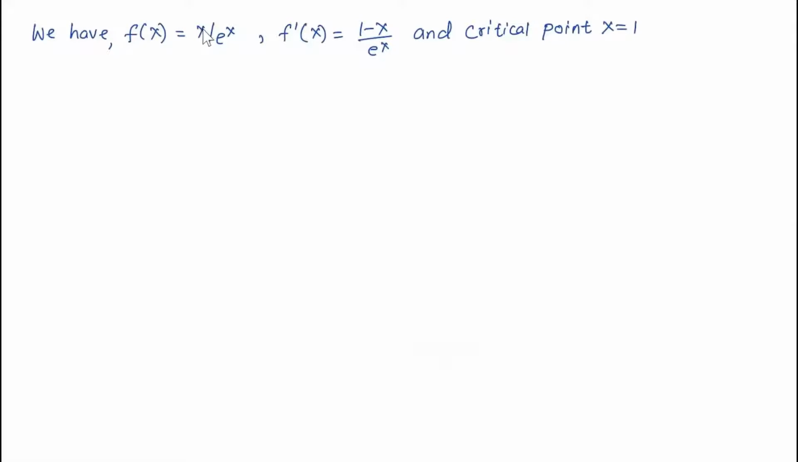Because our function is x over e to the x, the domain of the function is from negative infinity up to infinity. The critical point is x equal to 1. So at x equal to 1, the derivative is 0. So now we divide the domain into two intervals. This is the first interval, this is the second interval. Now we have to check in each interval whether the function is increasing or decreasing. So what we are going to do is test the interval. So let's do that testing.